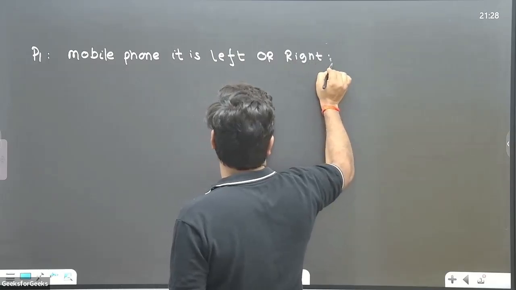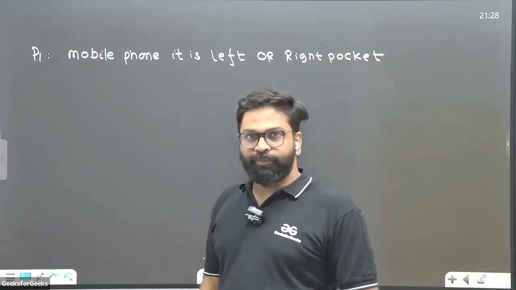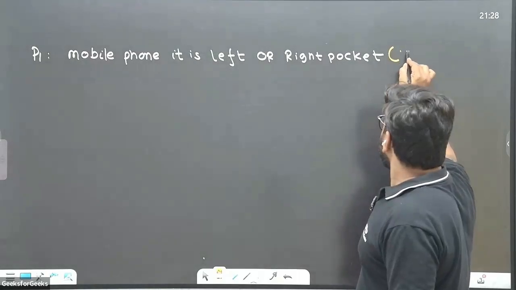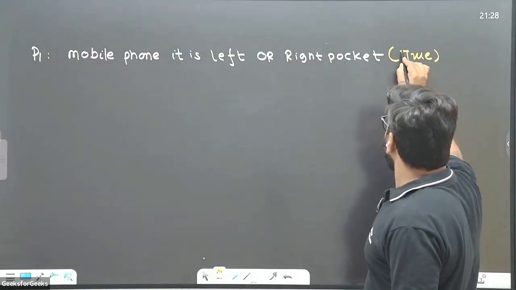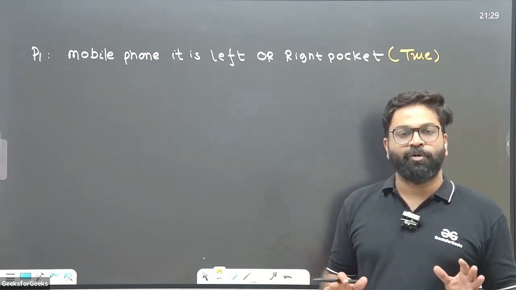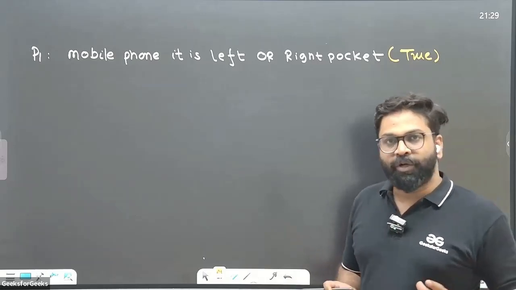Here this is one type of example. My mobile phone is in the left pocket or the right pocket, and this statement is true. 100% this statement is true, there is no doubt about that. This is the first premise, and 100% it is true. It must be in the left pocket or it must be in the right pocket. There is an OR condition here. So either it is in the left pocket or it is in the right pocket.